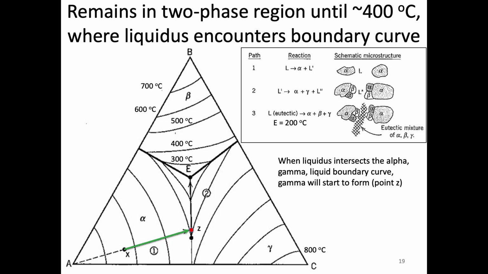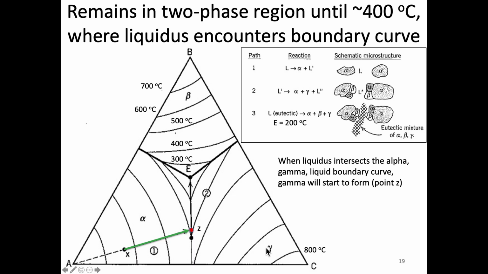All right, so we've talked about this first step. Basically, once this liquid composition reaches this point, we see that we've encountered the boundary curve, right? Basically the intersection between two primary phase fields. So this, again, by definition, told us that we had a liquid in equilibrium with two solids, in this case alpha, but now also gamma.